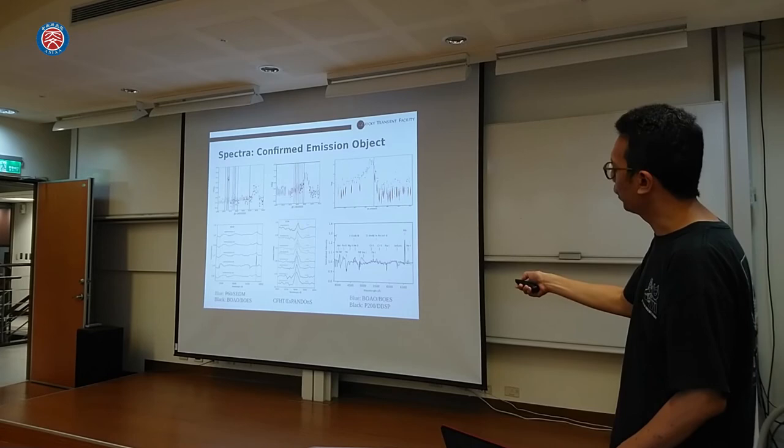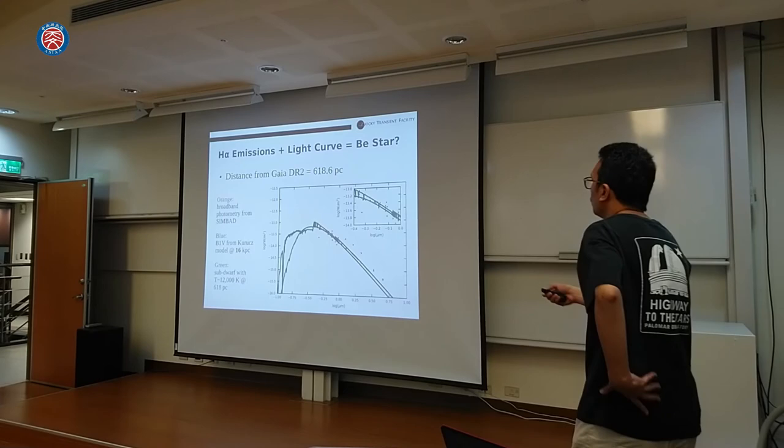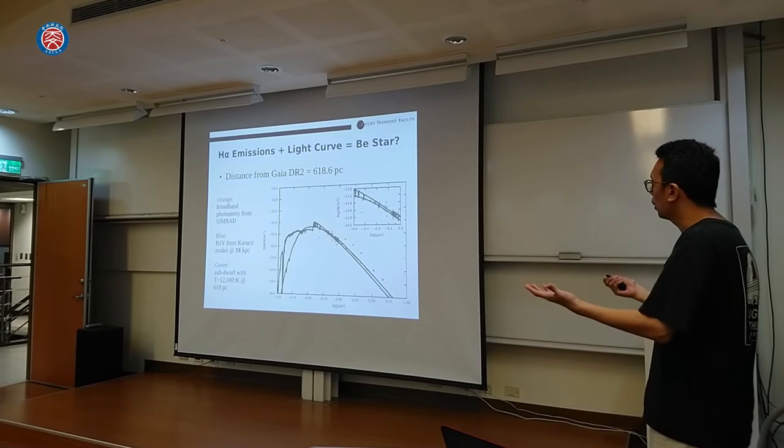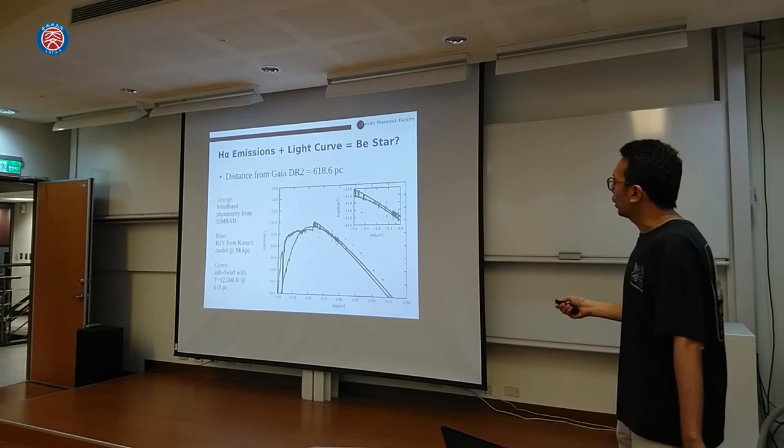So one thing is that once you have an H-alpha emission, it's an emission object, an emission star. And then the light curve is very complicated. So it's still a real Be star. So we check the Gaia distance. It's 600 parsec. It's very nearby.